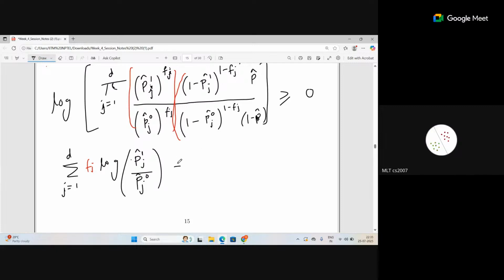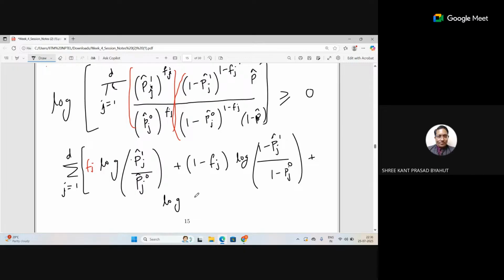What about this product? Plus 1 minus fj times log of 1 minus p hat 1j upon 1 minus pj hat 0, and the entire thing is in the sum, right? I hope all of you are fine with that part. The last part will be plus log of p hat by 1 minus p hat, and it should be greater than or equal to 0.